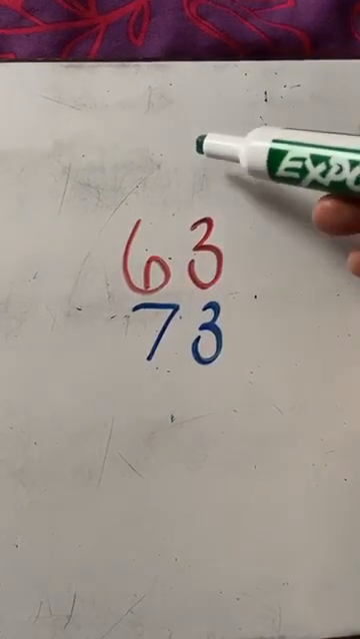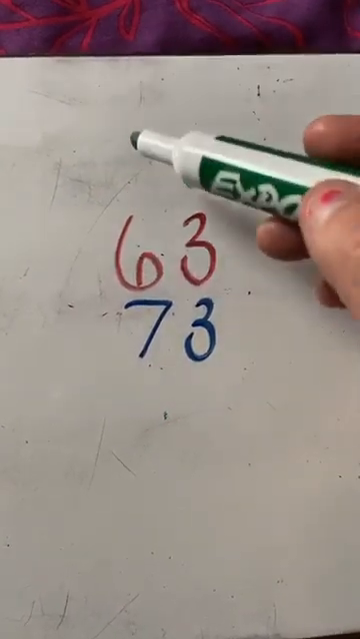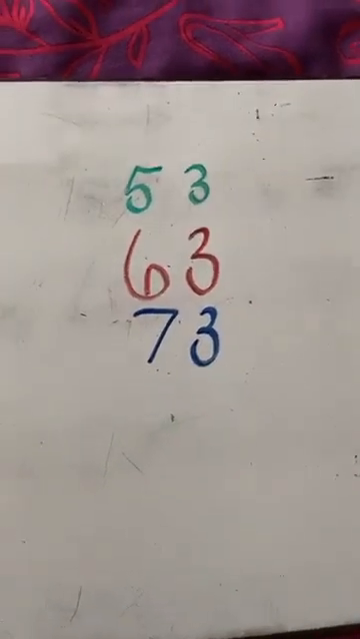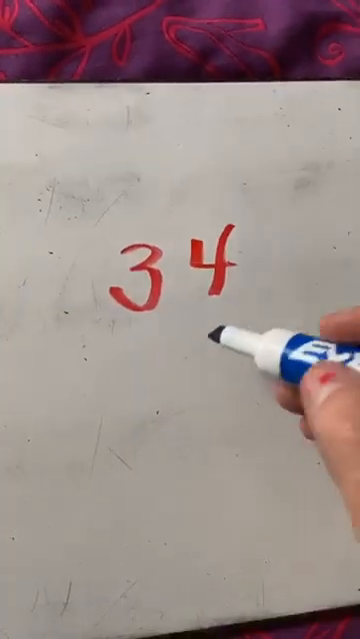All right, I know it's going to have to still end in a 3. And I know I'm going smaller, 10. So 10 would be a 5. My number is 53. Good work. Let's try one more. My number is 34. 10 more than 34.